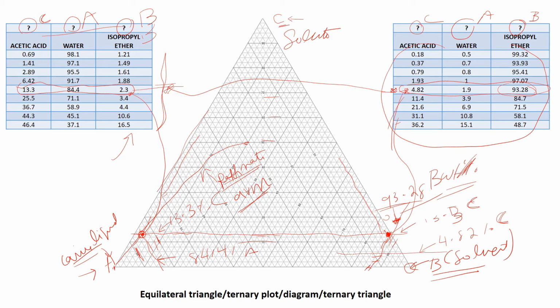So if you finish plotting all these values on this graph, you will get a curve like this. We can connect them. So this side we will call the extract arm.